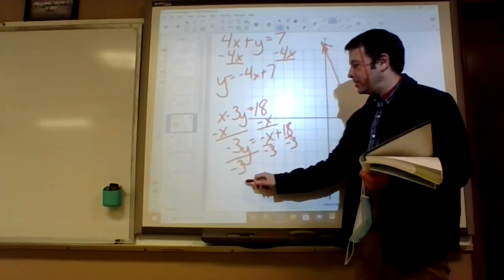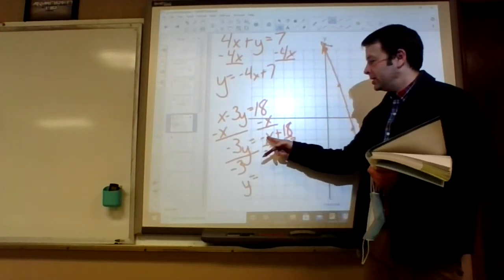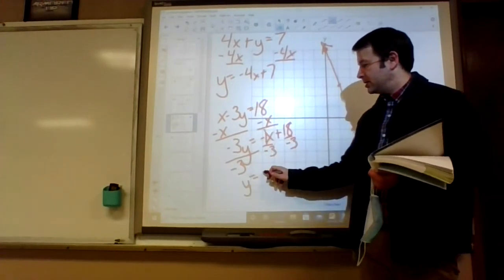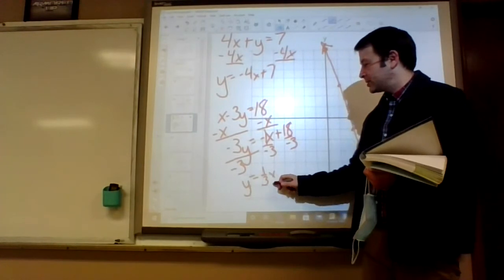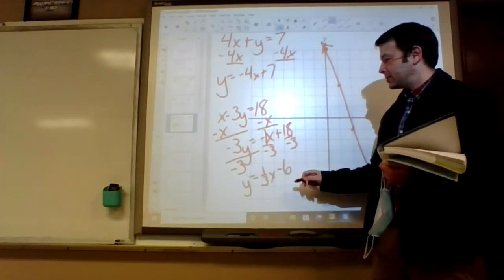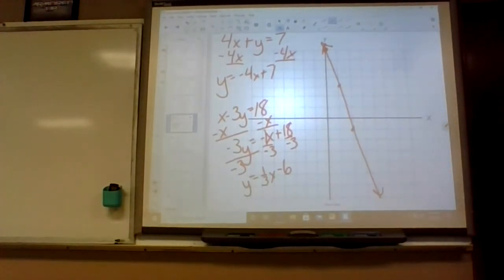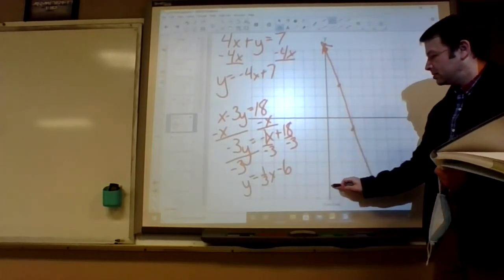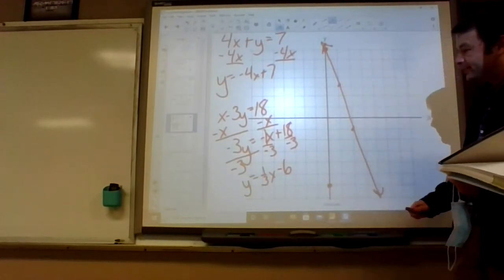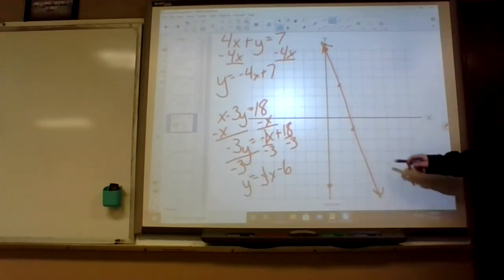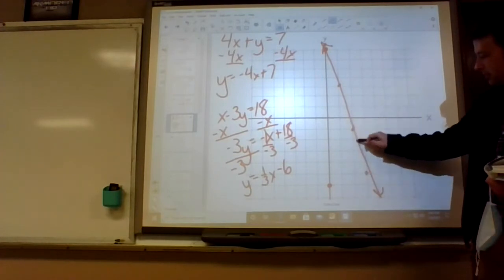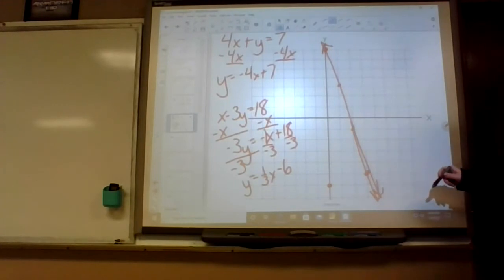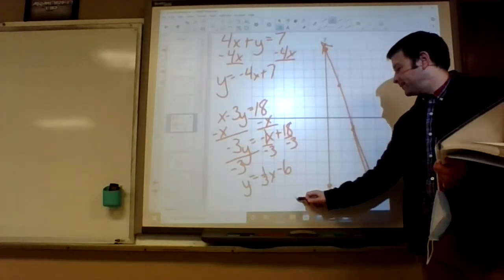So the 3's go way over here. We get y equals negative divided by negative is a positive. If there's no number right there, there's a 1 missing. Positive 1/3 x minus 6. Down 6. Then where do I go? Up 1/3. Should hit your line already. Right?